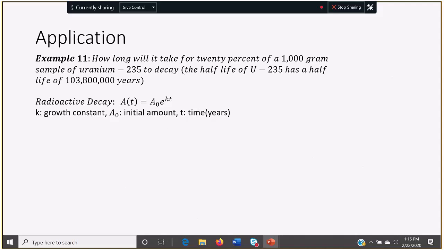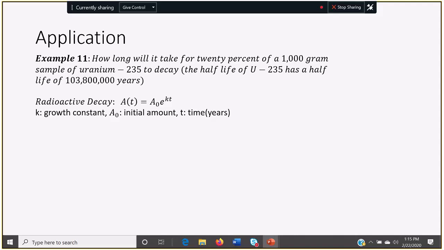A naught is my initial amount, how much I start with. t is time, usually years unless otherwise specified in the question. And k is my growth constant that sometimes we're given, but usually we have to do a little bit of work to find. So to answer this question, that's exactly what we're going to have to do for starters. We're going to have to find that k by plugging in the information that I have.